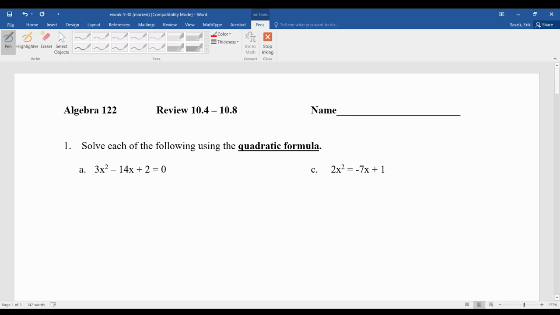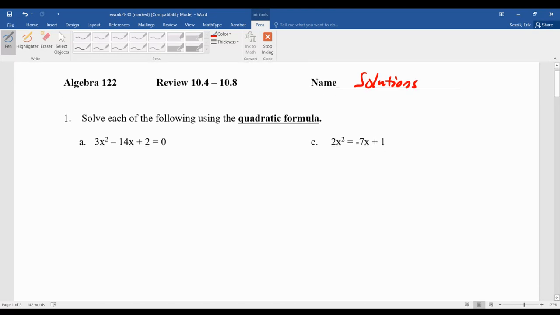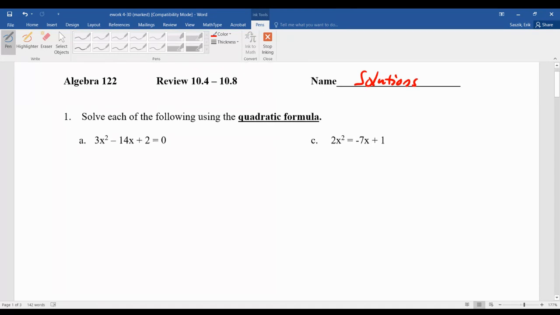Okay, continuing our quadratic solving review. A couple days ago we were focusing on zero product property and factoring, and before that we were even doing solving using square roots when there's no b term.